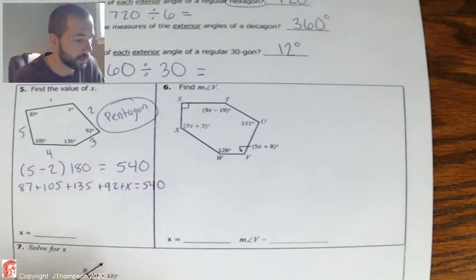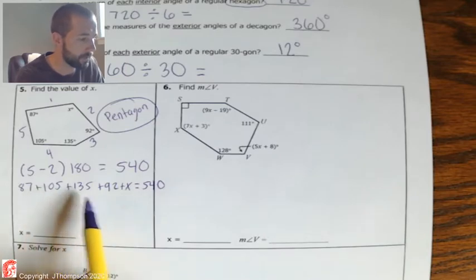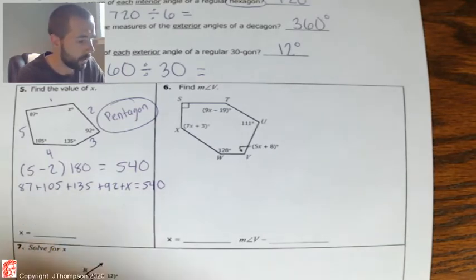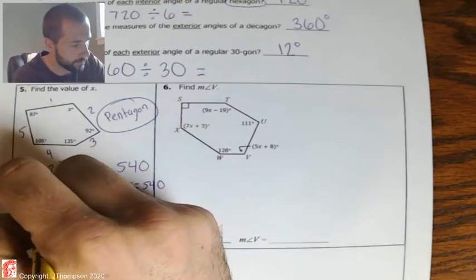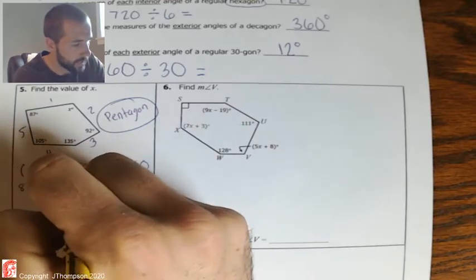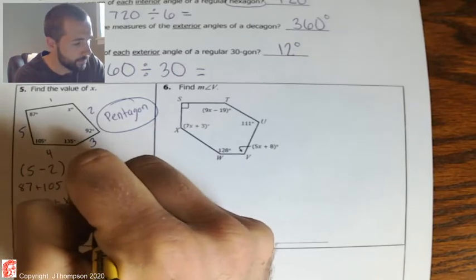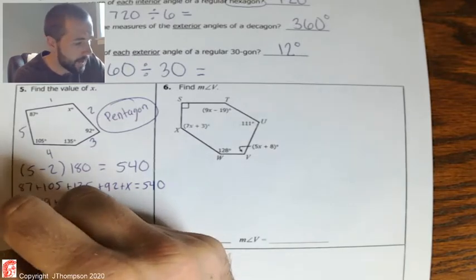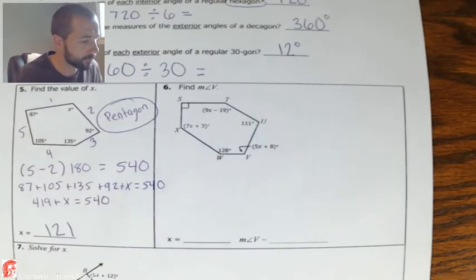Okay, combine the like terms, so 87, 105, 135, 92. That's all going to combine to 419. So 419 plus x equals 540. And then subtract 419 from both sides, and you wind up getting that x is equal to 121.